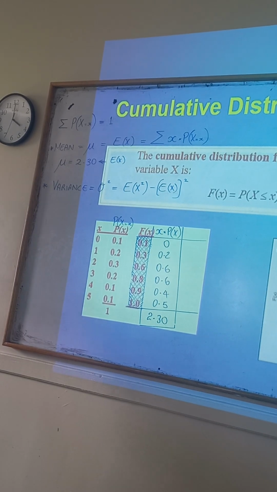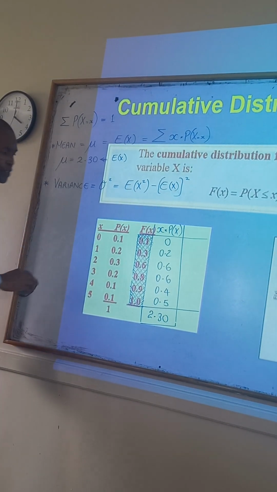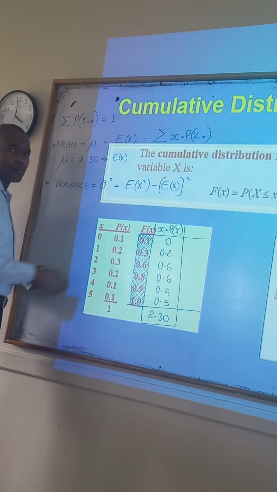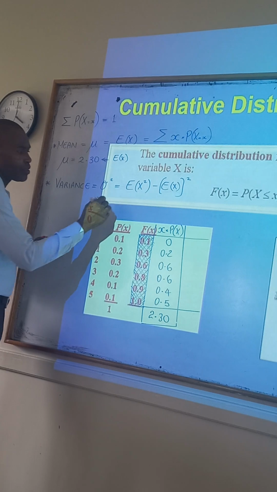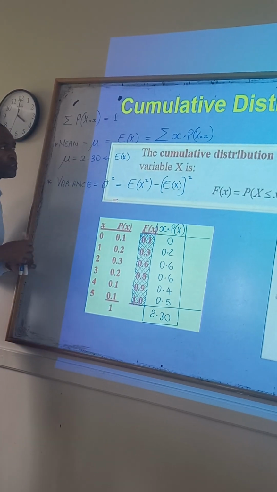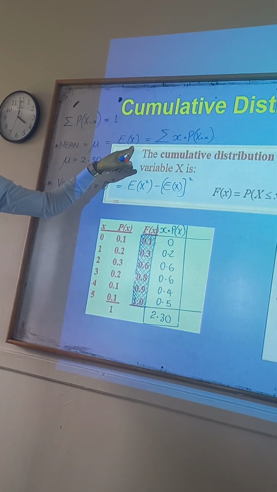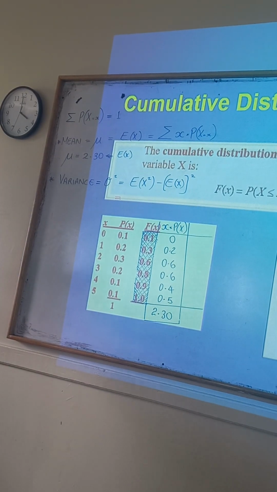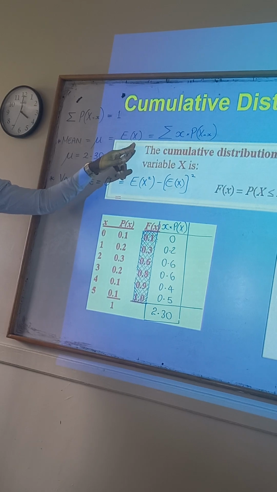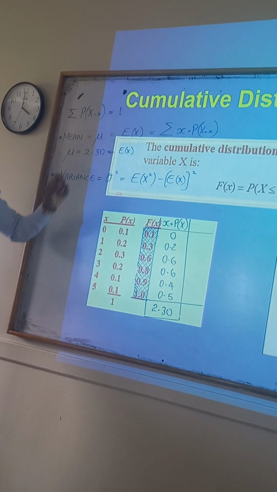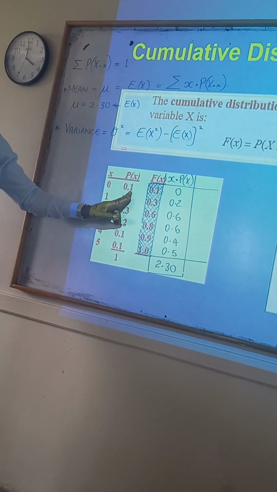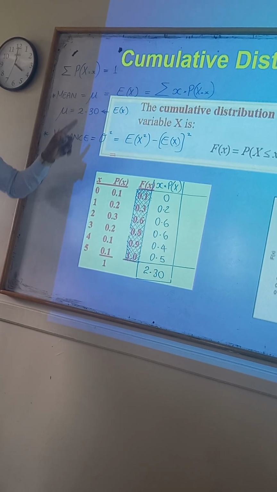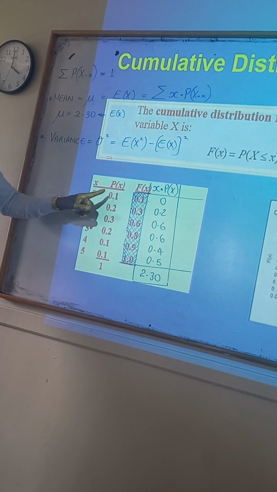Now, let's take a look at this. How do we find this expected value of x squared? Let me highlight something for you. Earlier, we found the expected value of x, the mean of x. How did we do it? We took the x value and multiplied by the corresponding probability.